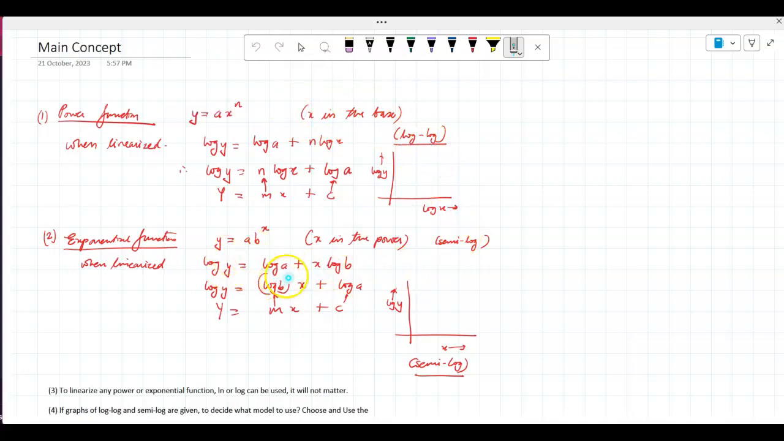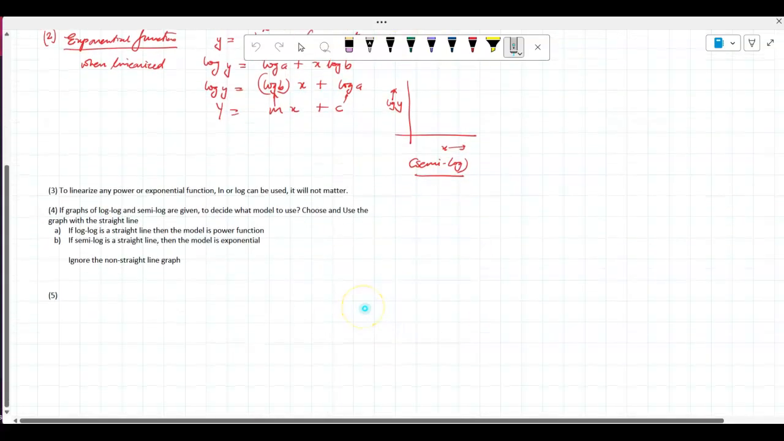If I take logs on both the sides, log y is equal to log a plus x log b. So if you rearrange, log y is equal to x log b plus log a. Now remember, log b is a number, so it's a constant. So you'll get a semi-log graph. A semi-log graph is one in which on the x-axis you have x, and on the y-axis you have log y.